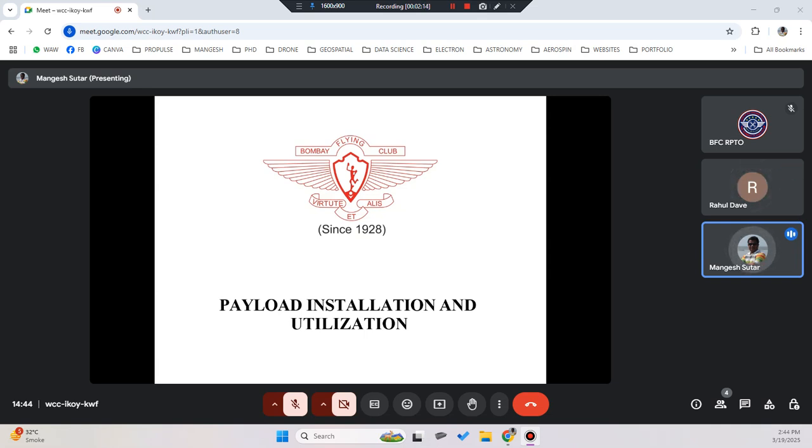But since 2001 onwards, initially the drone was more or less used as a fun or flying kind of activity, and then people put cameras on the drones and used them for aerial photography and videography. So initially the first 10 years was just like that only. There was not much development, but since 2010, this segment also took up.